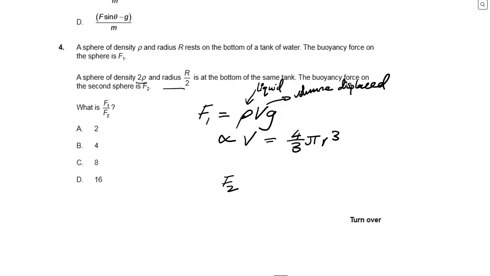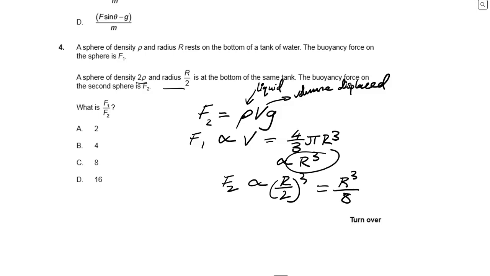This is F1, let's say. Or F1 is proportional to this. F2 is proportional to 4/3. We don't need this. We can just say proportional to r cubed, right? This is a constant. So if it's proportional to r cubed, we have r over 2 now. So r over 2 cubed, that is r cubed over 8. Right, so we can see that it's 1/8 of that.